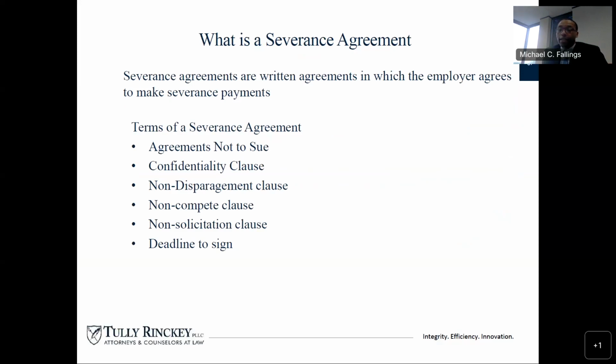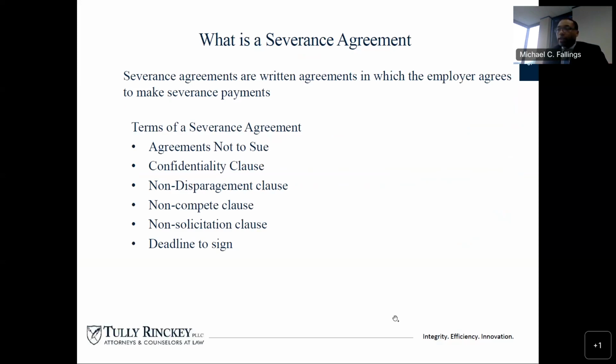A deadline to sign. This means that most agreements have a deadline for the employee to sign the agreement or else forfeit any severance that's given. For example, when a severance agreement is issued, the employer may say, you have 10 days to sign. If you don't sign by 10 days, then we're withdrawing the severance offer. As will be noted later, there are certain exceptions to this regarding older workers and the deadlines they have to sign an agreement.